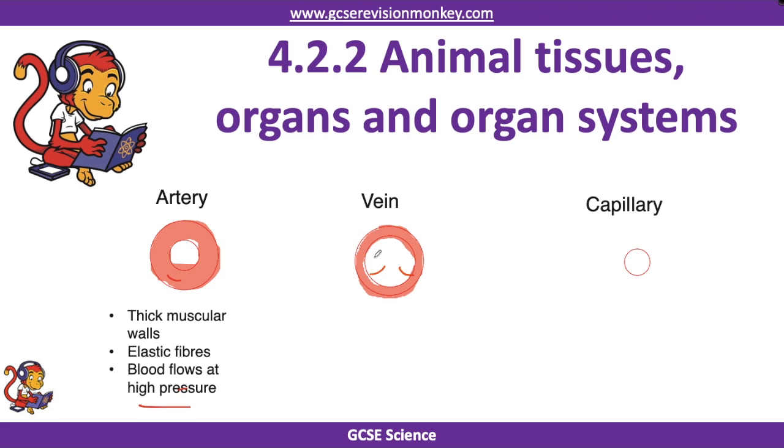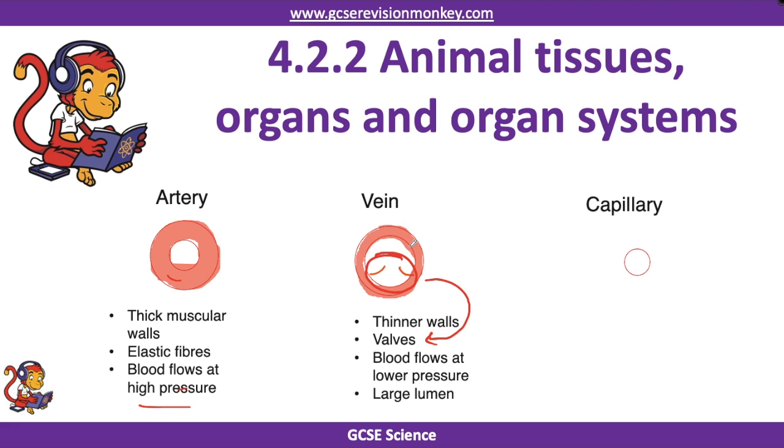The veins are taking blood back to the heart, so they have thinner walls. They have valves, which is shown here, to stop the blood flowing back down the veins. And in the veins, blood flows at lower pressure, which is why they can have thinner walls, because it's less likely to be bursting out. And they have a large lumen. The lumen is the bit inside. So this is larger on the vein and smaller on the artery.